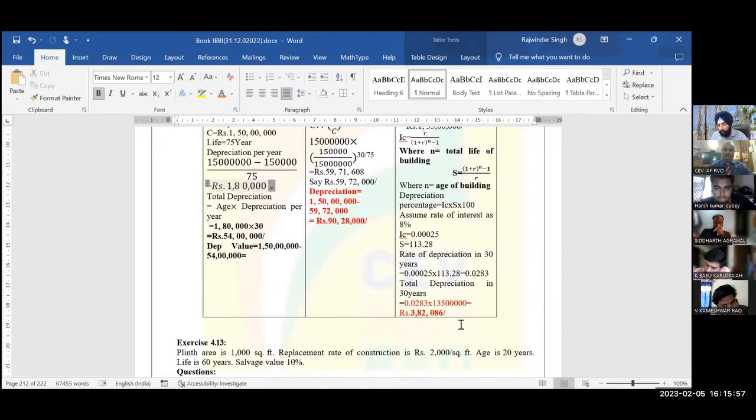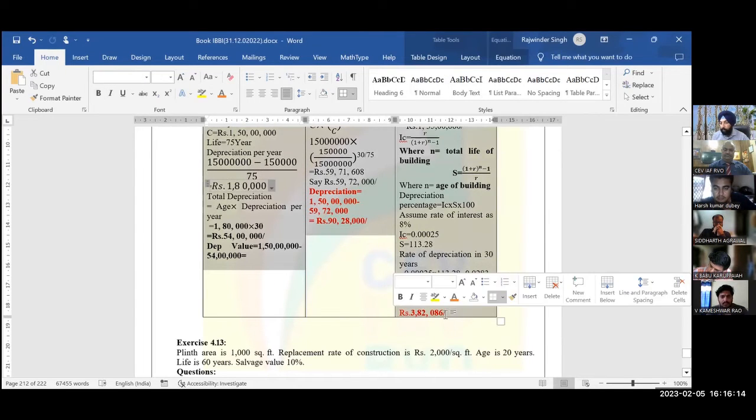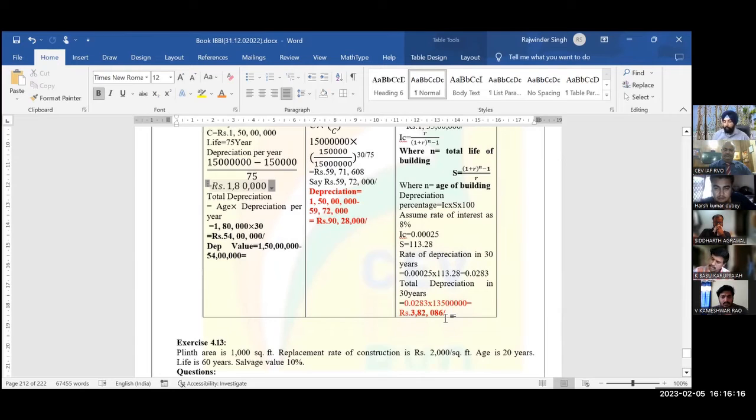Lower the depreciation, higher will be the depreciated cost. You must understand the difference between depreciation cost and depreciated cost. Which method gives you minimum depreciation? Sinking fund. And which method will give you higher depreciated cost? Sinking fund.